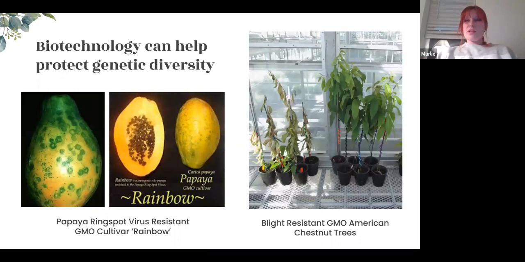So 2 really well-known examples of GMOs would be the rainbow papaya and more recently, the GMO American chestnut trees. So in papaya, there is this disease called papaya ring spot virus. And unfortunately, it was introduced to Hawaii and was plaguing all the papaya trees. And it got to a point where almost all of the papaya production was being wiped out of Hawaii, which is our major papaya producer for the US.